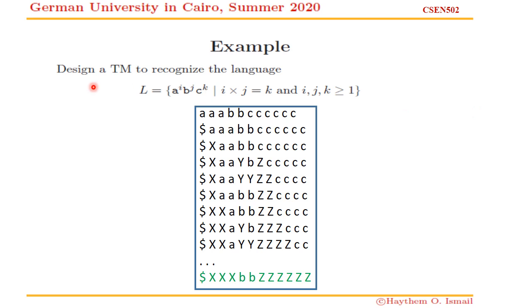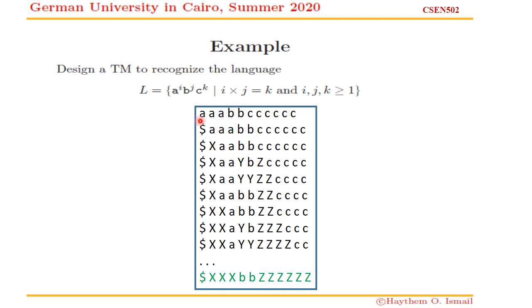Here's one more example. We want to design a Turing machine which will recognize this language, a^i b^j c^k, where the product of i and j is equal to k. All right? So you'd like to check if the product of the number of a's and the number of b's is equal to the number of c's. So this is the idea basically. Suppose you have that input string, which is a correct string, right? So you have 3 a's, 2 b's, and 6 c's. So 3 times 2 is 6.